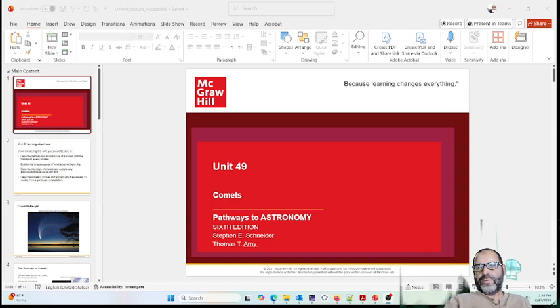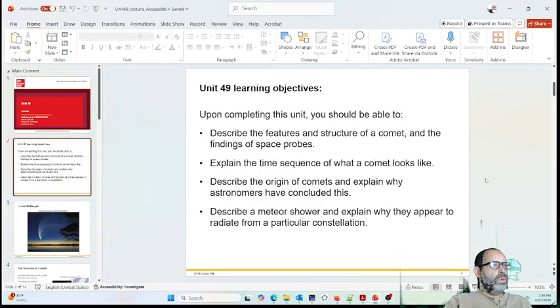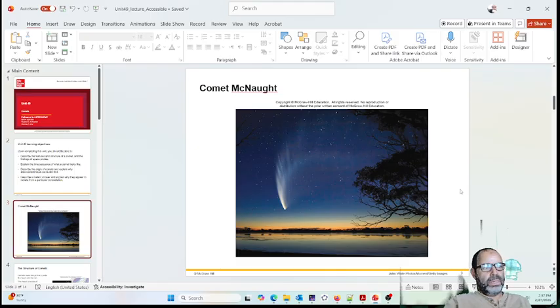In this unit, we're going to focus mainly on comets. So basically, we're going to describe the structure of a comet and how some of them are actually visited by some of our probes, and then explain the time sequence of how the comet forms and goes back to its original form, and describe the origin of the comets, where they come from. Basically, there are two strong candidates, the Kuiper belt and the Oort cloud, and describe meteor showers and how they are named. So this is a comet, okay?